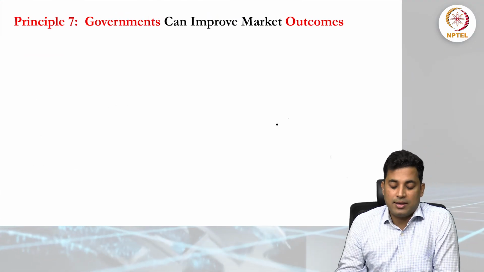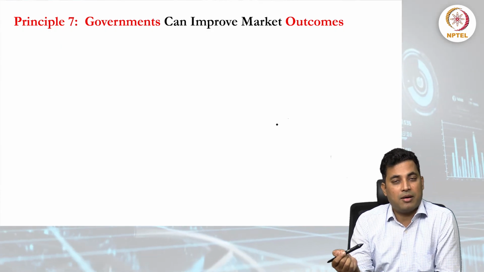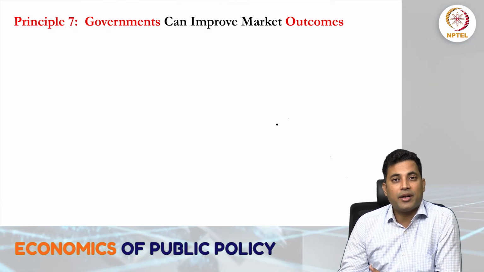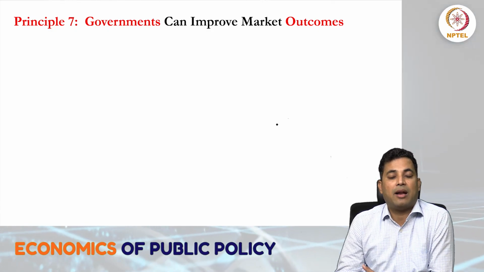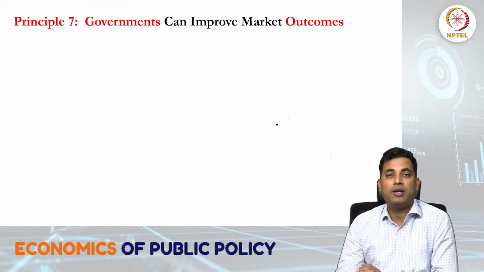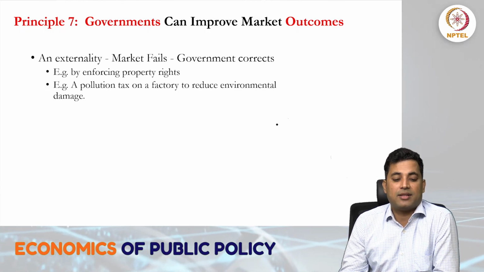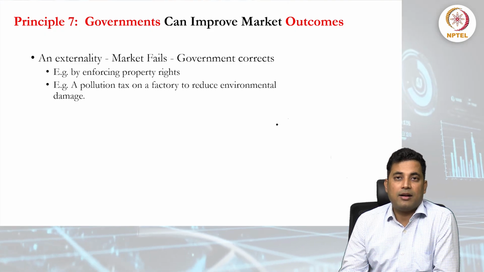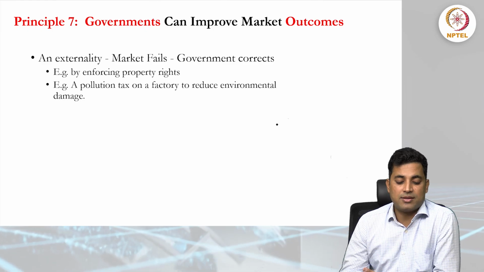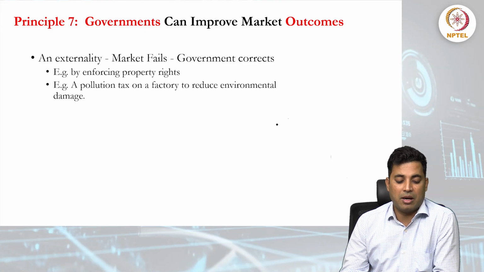So now moving to principle 7, where government comes. The role of government, as I already explained, is important, and it is always expected that it will have a positive impact on the total outcome, like the overall nation's outcome. So here one can say that due to externality the market can fail, and government can come in with corrective measures, and then somehow the market will come back to the original point.